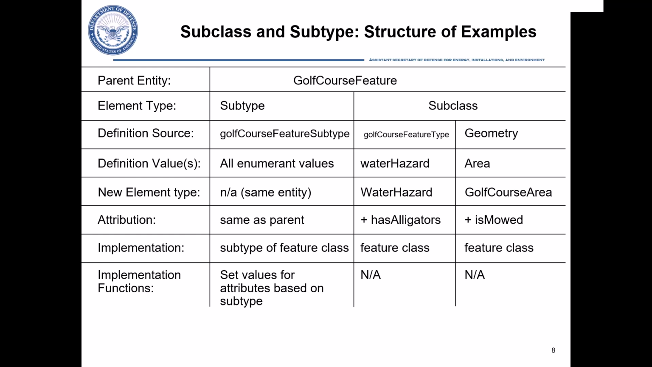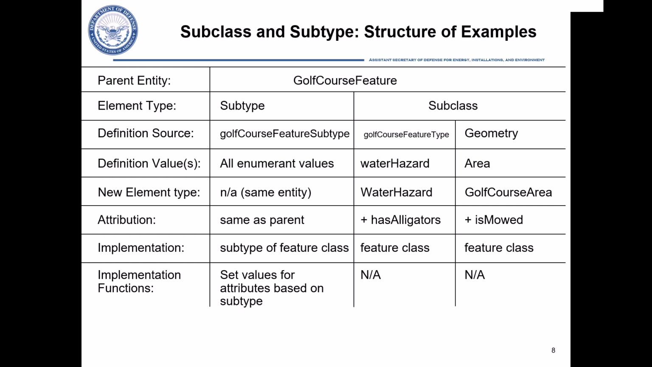Let's step back and take a quick look at the structure of our example subtype and subclasses. For our subtype, because golf course feature type was a string, we had to add a new attribute, golf course feature subtype, set it as integer, and assign subtype codes to the enumerant concepts, each of which represent a category of a single feature class in Esri.